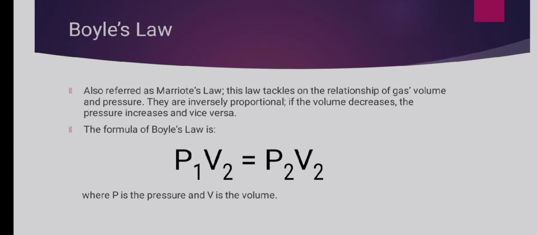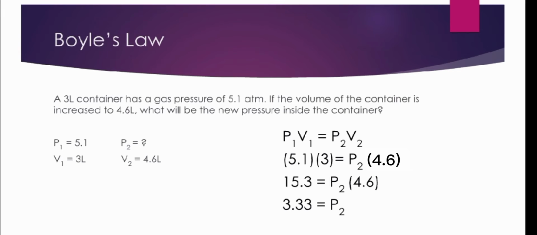So for example, a 3-liter container has a gas pressure of 5.1 atmospheric pressure. If the volume of the container is increased to 4.6 liters, what will be the new pressure inside the container? So we have the initial set of conditions, the 3 liters of container and the 5.1 atmospheric pressure. Now the question is, what is the new pressure inside the container if the volume is changed to 4.6 liters? Now this is how it goes.